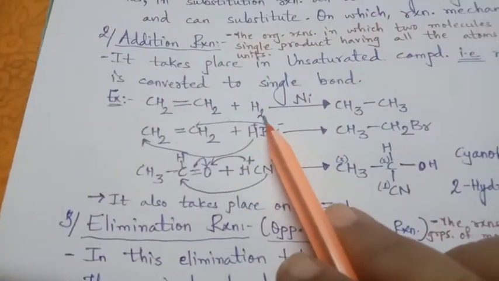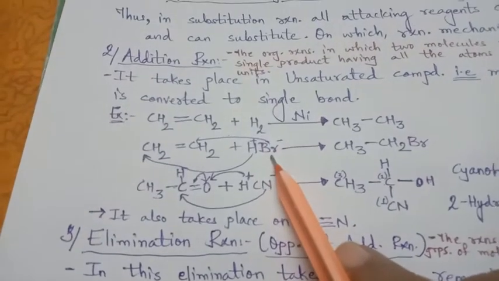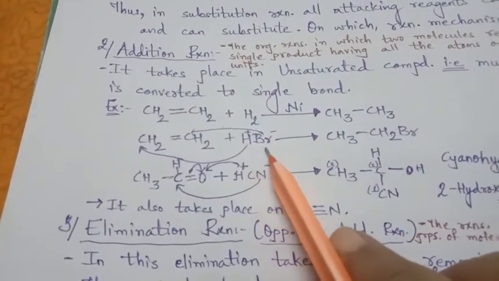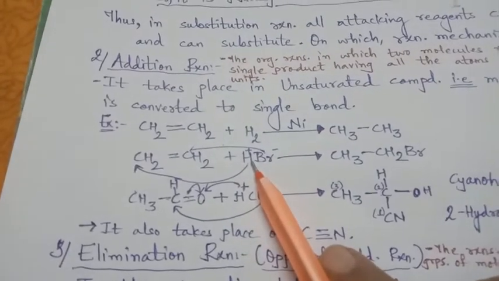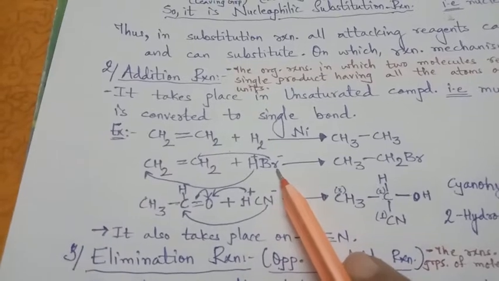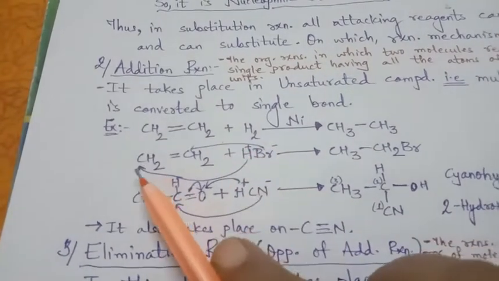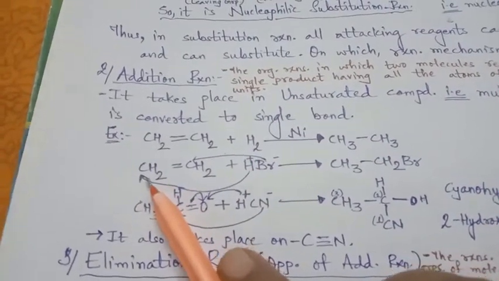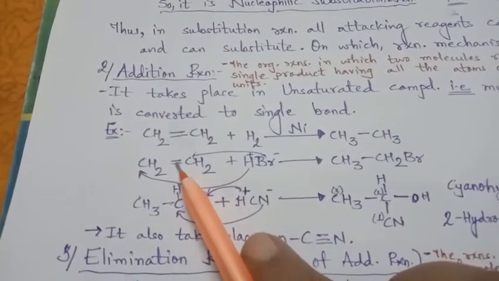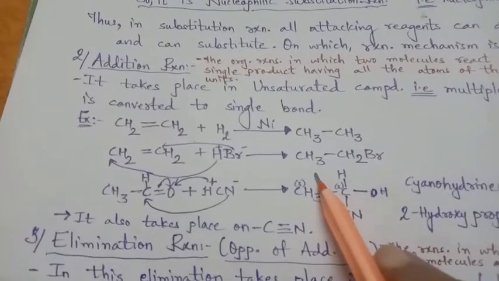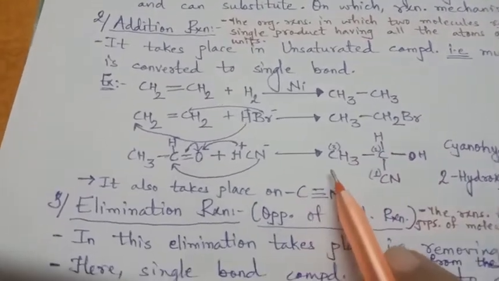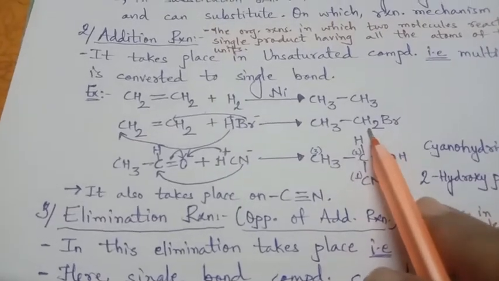This was a homoatom, and this is a heteroatom. Both in H2 are the same, but here it is H and Br. Now here it is H plus and Br minus, right? When HBr cleaves, H plus will go to this carbon, and Br will go to the other carbon on the cleavage of the pi bond. And we will get CH3CH2Br. Clear?